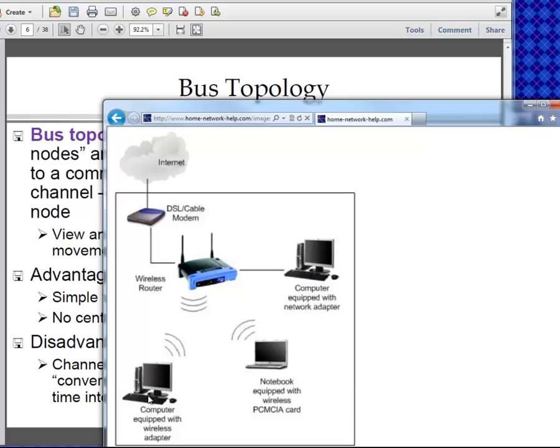Okay, and if it's a shared channel and say the notebook wants to send a packet to the wireless access point at the same time this computer wants to do that, well, one of them's going to have to wait. And when a packet comes in from the internet and it's going to be sent out from this wireless router to, say, this notebook, well, it's going to be sent on to the airwaves. The notebook and the desktop computer are both going to quote-unquote hear or see that packet, but only the notebook is going to respond to it because that's the one that's destined for it. Okay, so the wireless portion here is definitely a bus network.